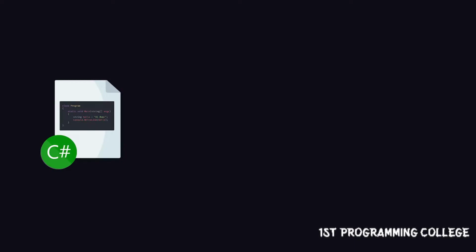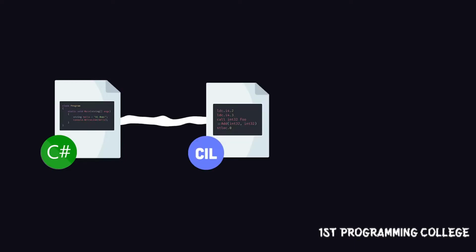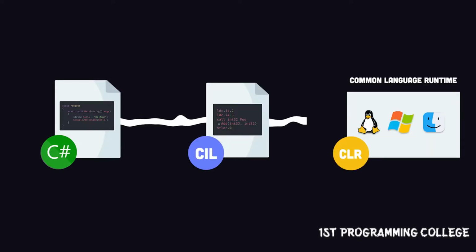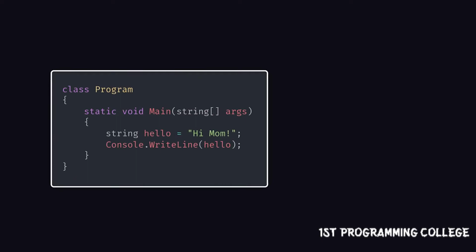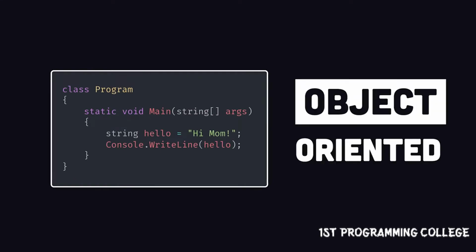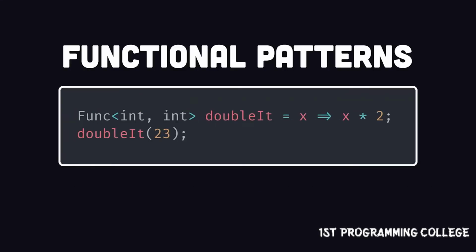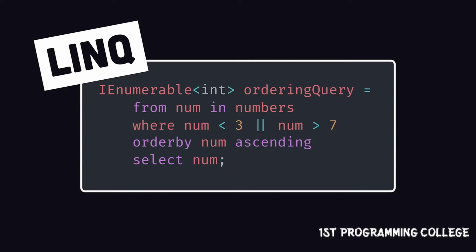C# code is compiled into an intermediate language, which can then be interpreted by the Common Language Runtime, where it can be executed as native machine code on any operating system, without the need to recompile. It's known primarily as an object-oriented language, but also supports functional lambda expressions and has the ability to write a declarative query on any data structure with a feature called LINQ.